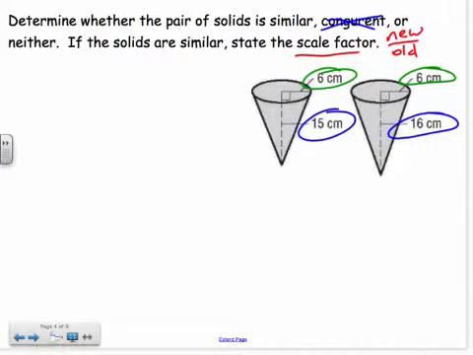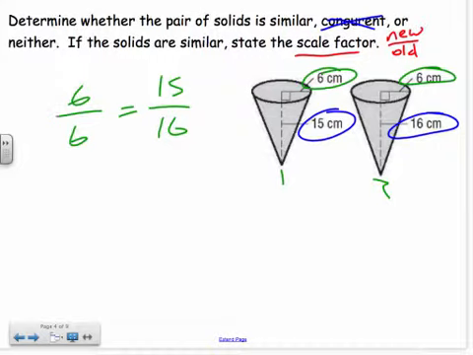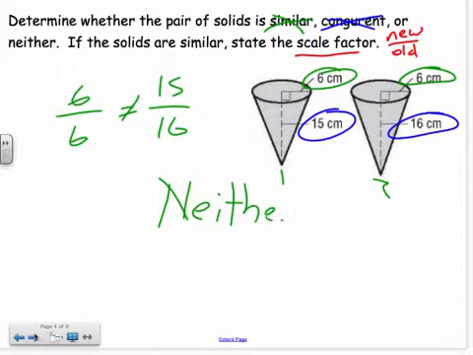Well, they're not. And if I wanted to set this up, I could say this is cone 1, cone 2. Radius of cone 1 corresponds to the radius of cone 2. Height of cone 1 corresponds to the height of cone 2. Well, they don't equal. I already know that. So it is not similar. In this case, they would be neither, which means I don't have to worry about a scale factor because there is none.